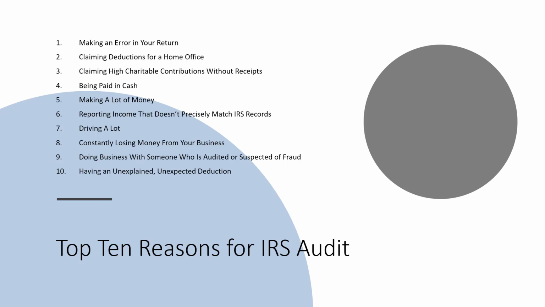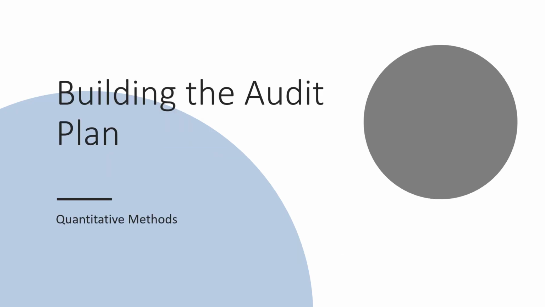But think about what happens to your risk if you have an error in your return and you had deductions for a home office and you had high charitable contributions and you're making a lot of money. Your risk increases for an audit. And it's the same thing when we're looking at how those risk events occur within the practice. So what we want to do now is build the audit plan for the provider. We want to look at some quantitative methods to determine how we assess where those risk events are occurring for the practice.